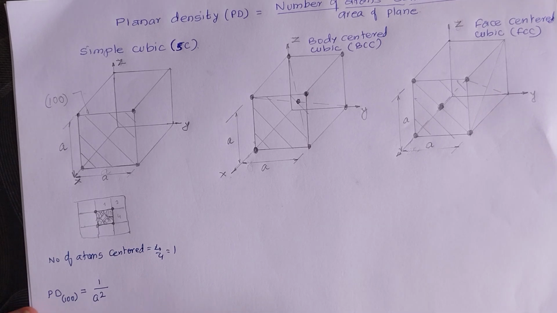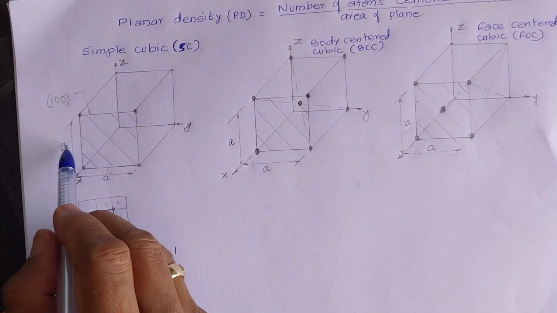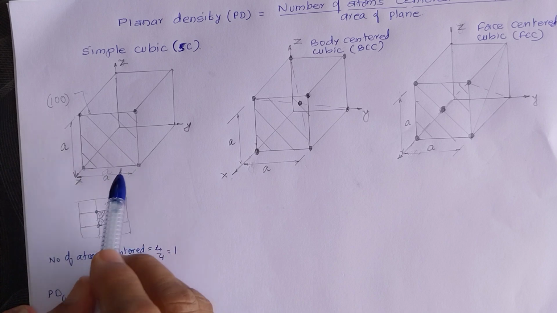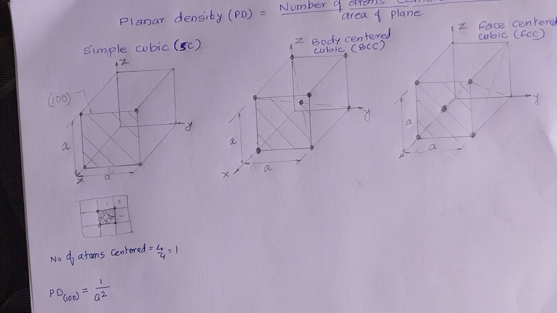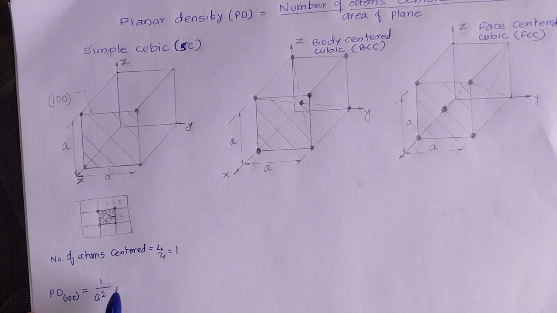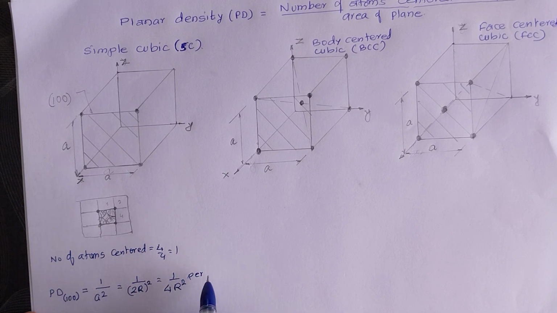Now, since the lattice parameter A and the radius of the atom are related, as A is equal to 2r for a simple cubic structure, this becomes 1 upon (2r) squared, and that makes it 1 upon 4r square per whatever the units. It can be nanometer square.